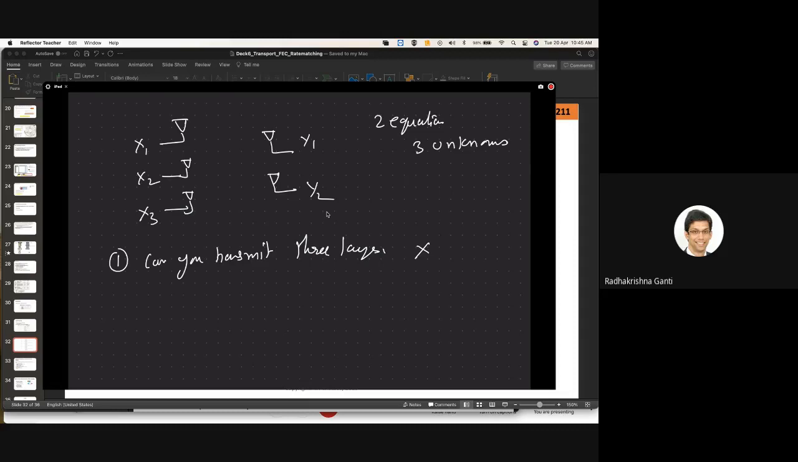On the other hand, you can transmit 2 layers. And you can transmit any linear combination, A times X1 plus B times X2. This is still 2 layers only. In the third antenna, you are just transmitting the same data as a linear combination of X1 and X2. In this case, you have 2 equations and 2 unknowns. This you will be able to decode, assuming that the rank is at least 2.